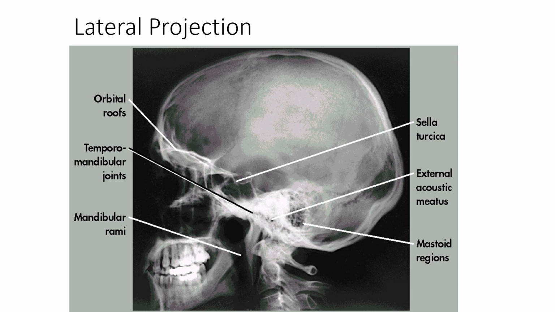Okay. If you don't get good superimposition of your TMJs and the mandibular rami, you might have obliquity. Usually it's a rotation. The mid-sagittal plane is not parallel to the image receptor if the TMJs and the mandibular rami are not perfectly superimposed left to right.